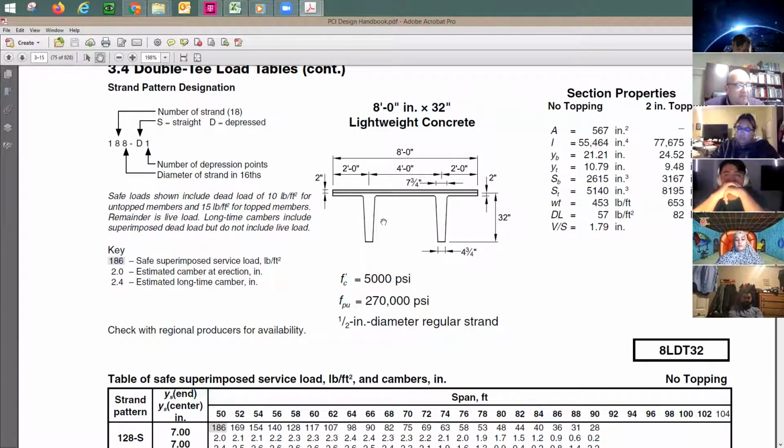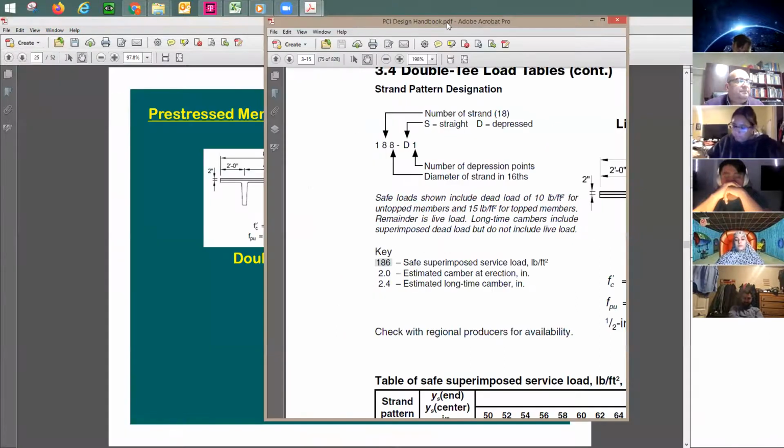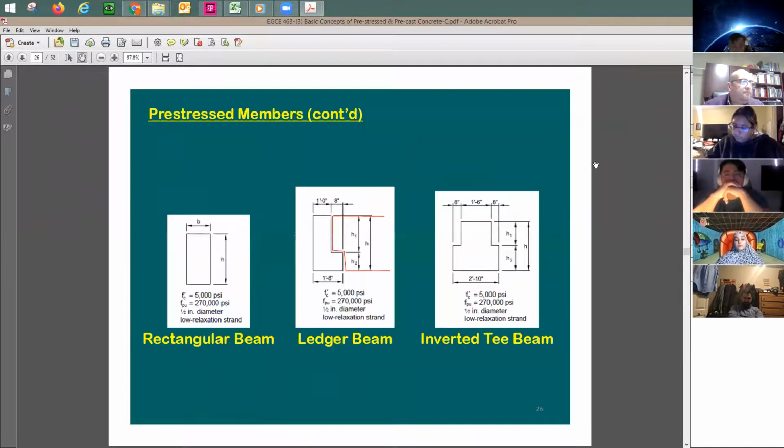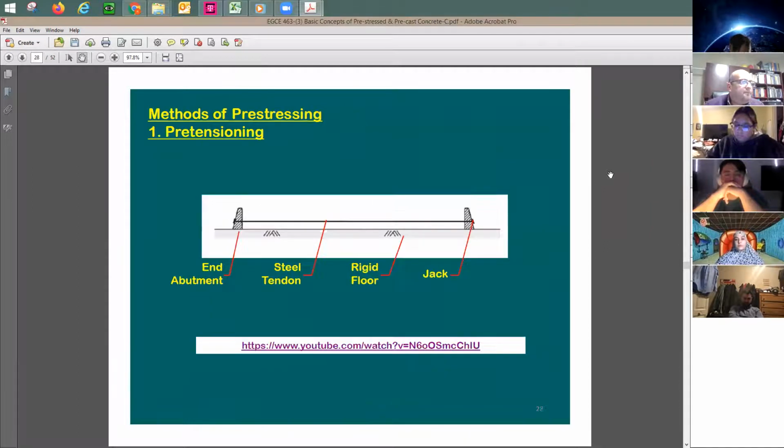The stuff that you have in stock, like double T's, this is easy, you're gonna find it. Beams and columns, maybe you need to wait a little bit for it. So here's the method of pre-stressing. Let's see what that is about.